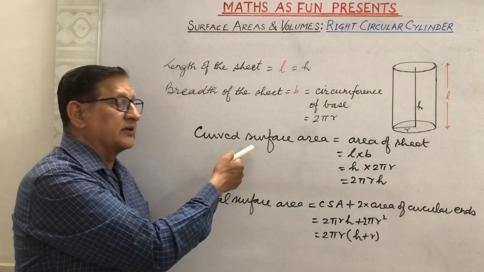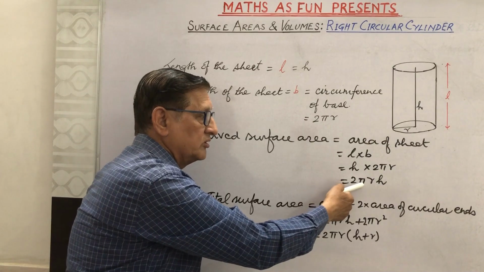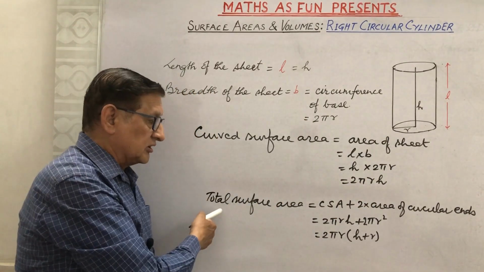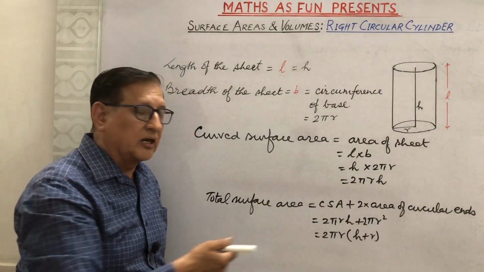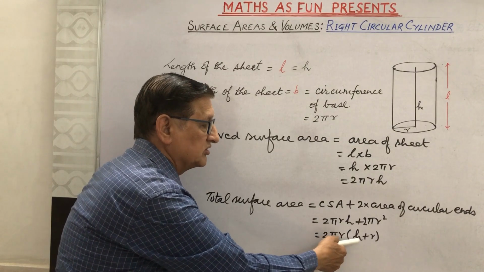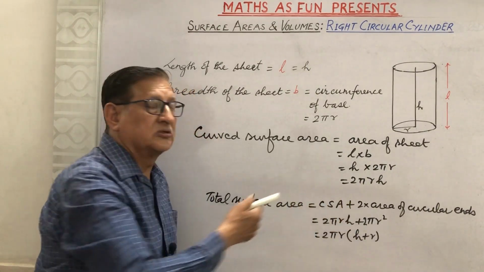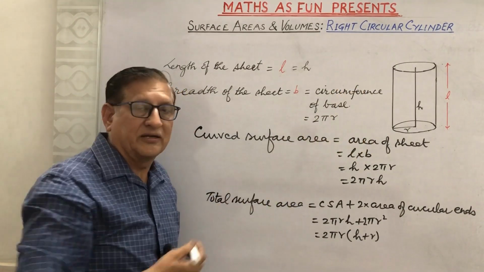So we are finding that the curved surface area of a cylinder can be given by 2 into pi into r into h, and the total surface area, in case it is closed from both the sides, can be given by 2 pi r into h plus r, or we say curved surface area plus the area of two circular ends.